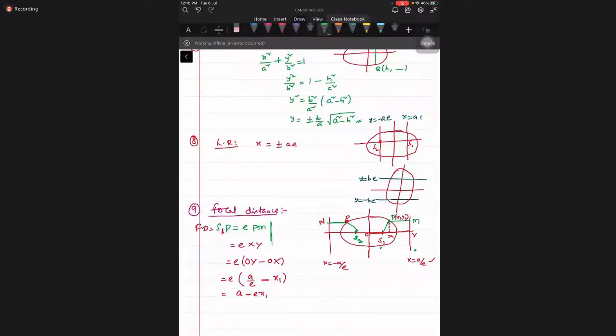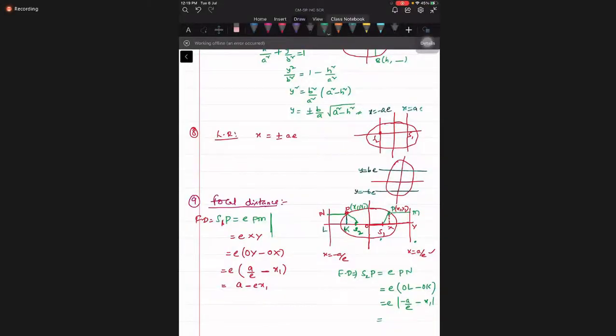By using another definition also, students, focal distance is nothing but what? S to P. What is PN again? Don't confuse, I'm just taking the difference, LK. OL minus OL. What is the OL? Minus A by E. It's the abscissa of the point P, X1.